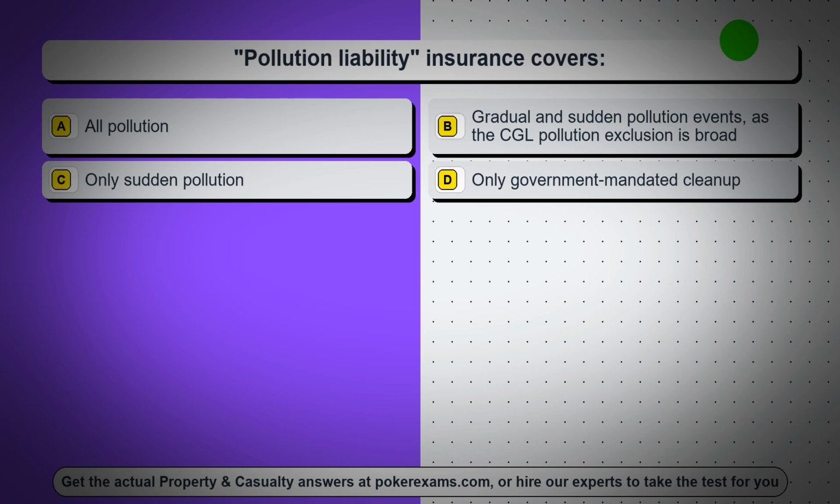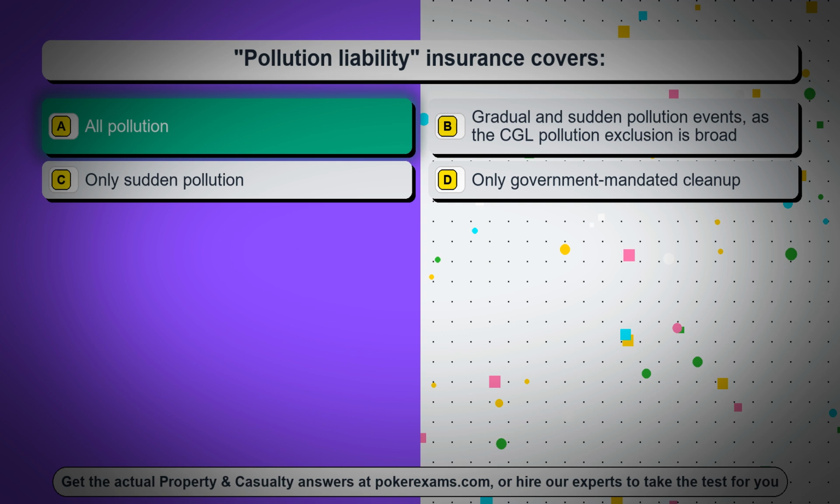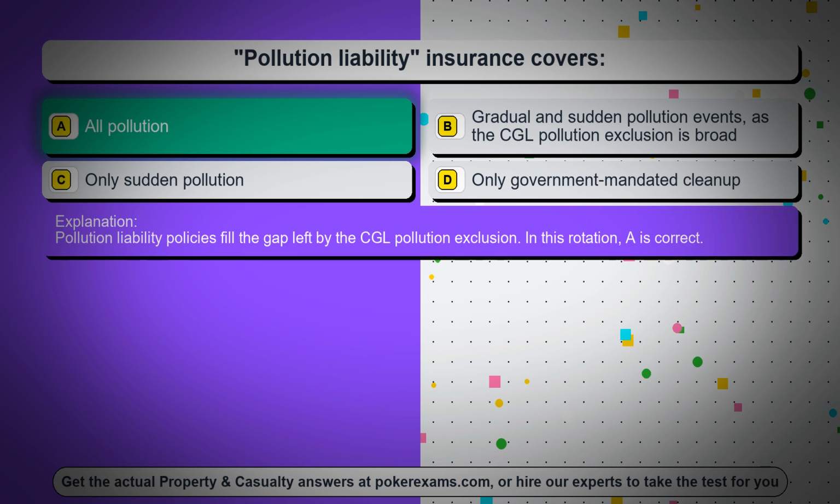Question 8. Pollution liability insurance covers, Option A, all pollution, Option B, gradual and sudden pollution events, as the CGL pollution exclusion is broad, Option C, only sudden pollution, Option D, only government-mandated cleanup. The correct answer is Option A, all pollution. Pollution liability policies fill the gap left by the CGL pollution exclusion. In this rotation, A is correct.